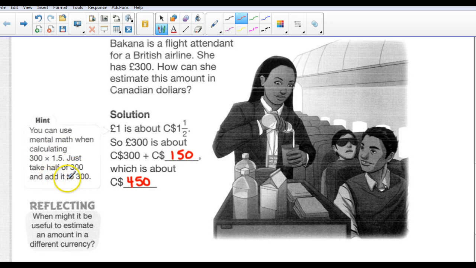Okay, so you can use mental math when calculating 300 times 1.5. Just take half of 300 and add it to 300. So half of 300 is 150. Add that to 300, and we get an answer of 450.